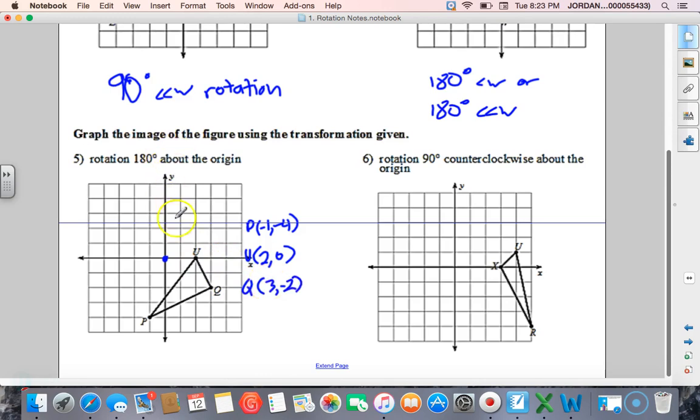Well, if we're going 180 degrees, then we know we're not going to have to swap the numbers. We're just going to change the signs to whatever they are in the quadrant we'll be in. So in this quadrant, the X's are negative and the Y's are positive. So P prime is going to be the same numbers, 1 and 4, but our X's are negative and the Y's are positive.